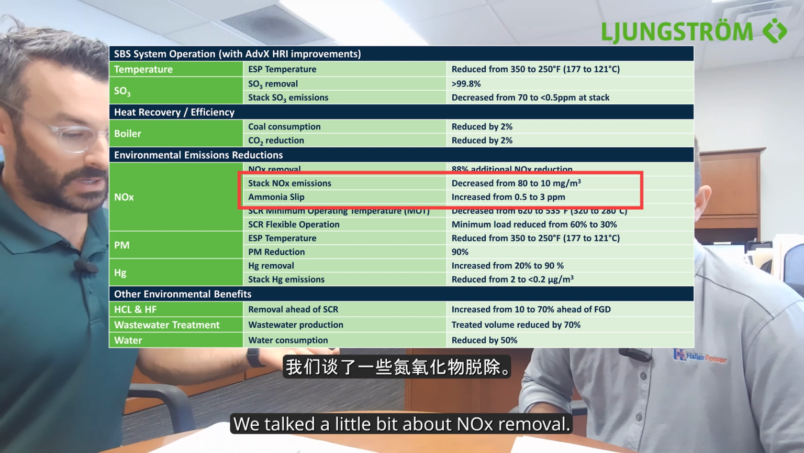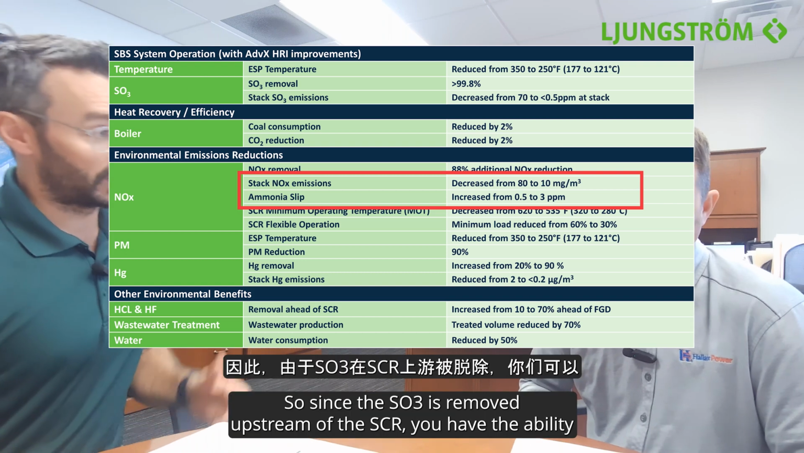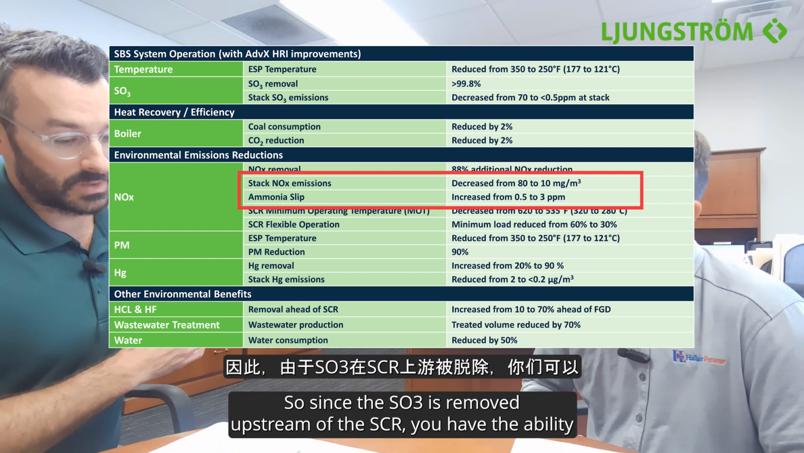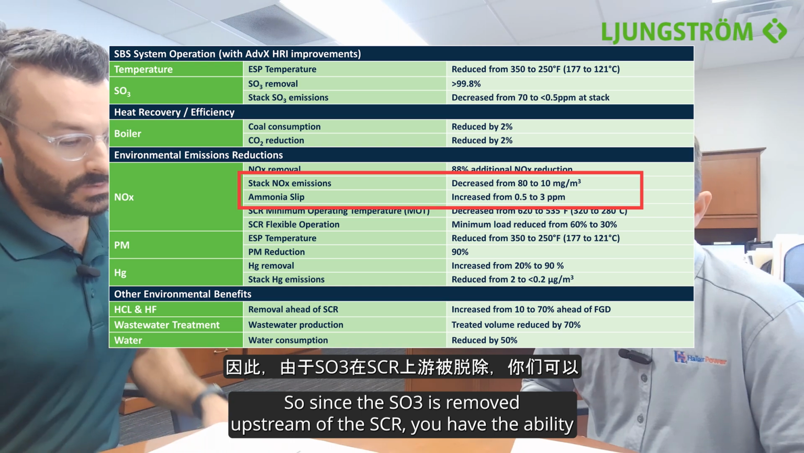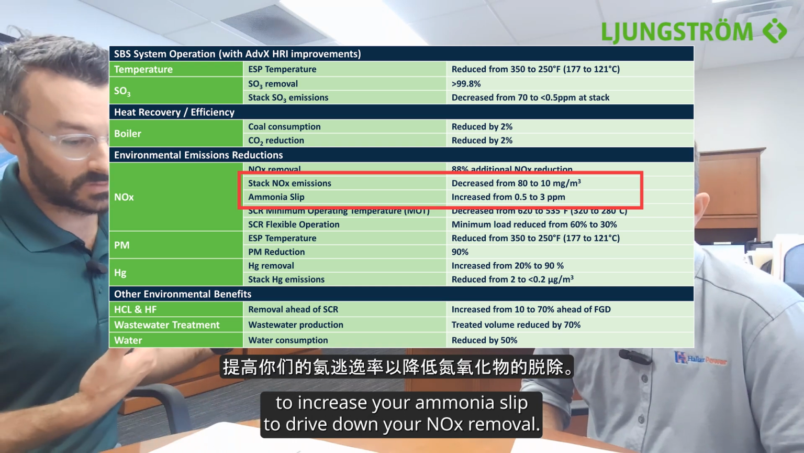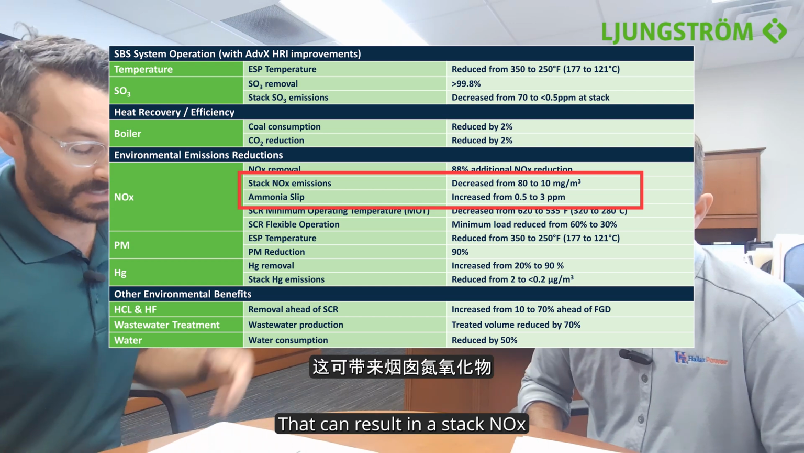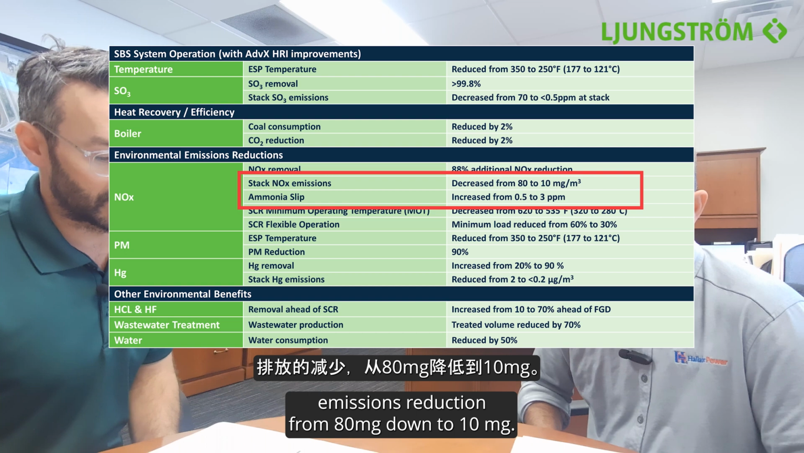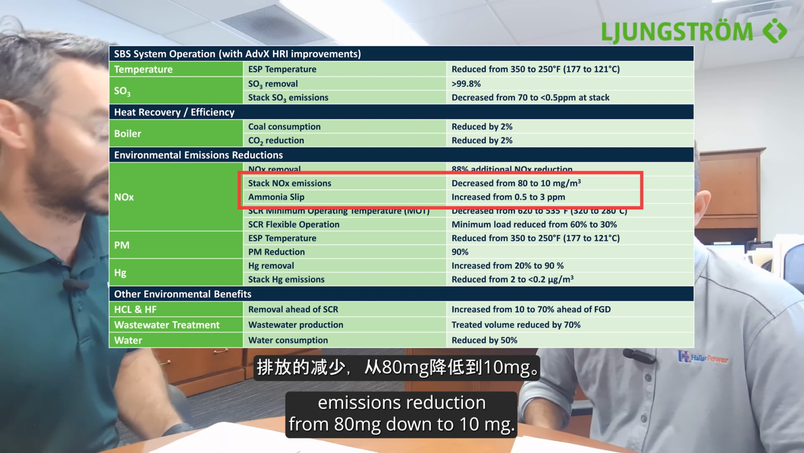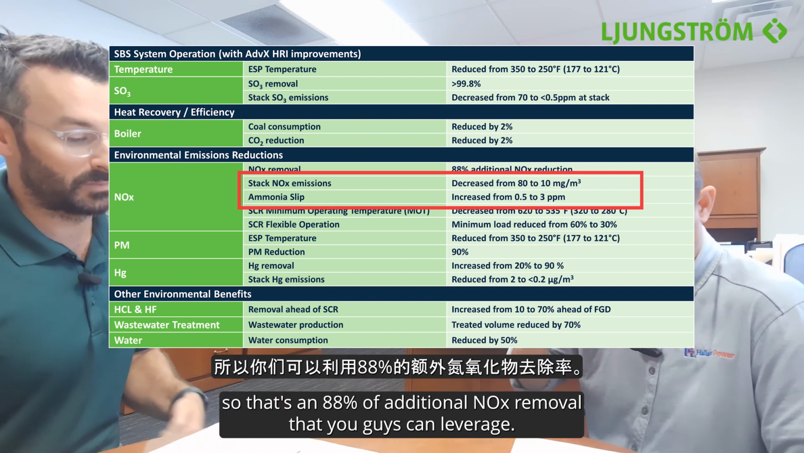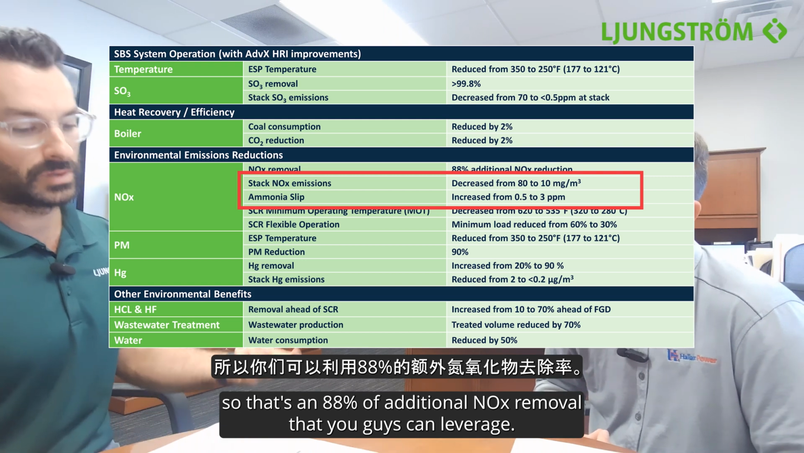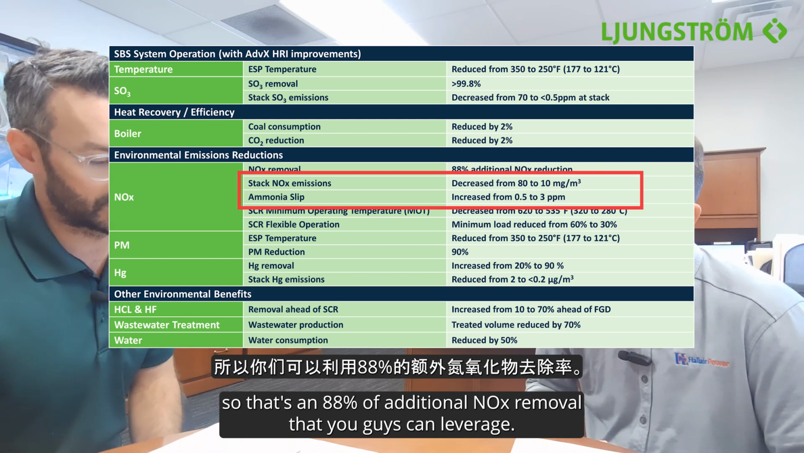We talked a little bit about NOx removal. So since the SO3 is removed upstream of the SCR, you have the ability to increase your ammonia slip to drive down your NOx removal. That can result in a stack NOx emissions reduction from 80 milligrams down to 10 milligrams. So that's an 88% of additional NOx removal that you guys can leverage.